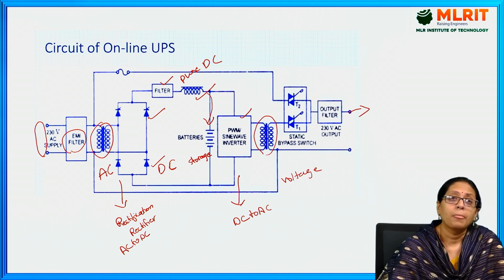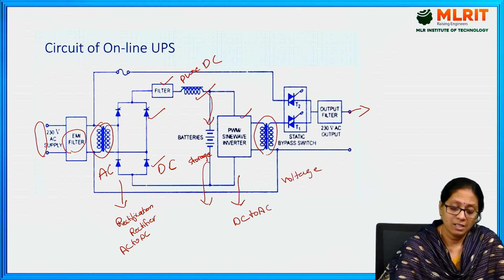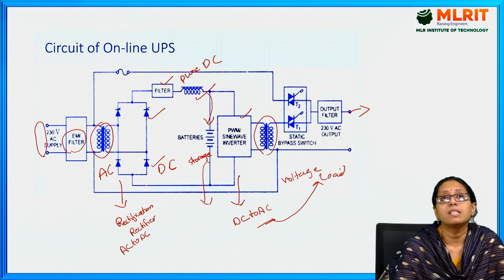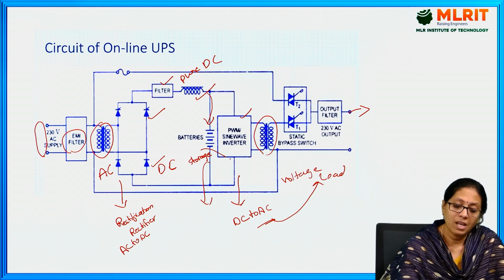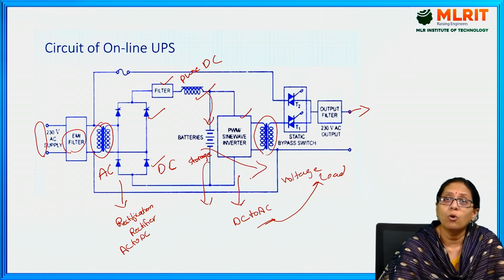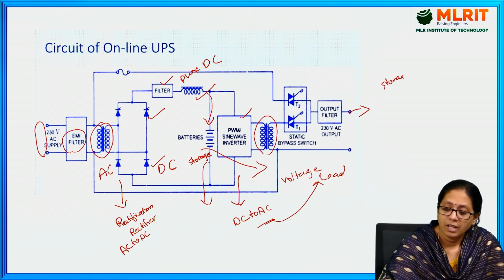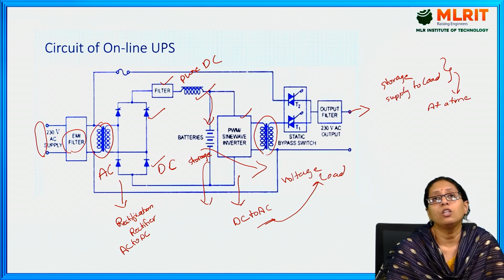So in this way, the AC is converted to DC, and after converting to DC, it is stored in the battery as well as again converted to AC and then given to the load. This is the online UPS process. So the storage as well as supply to the load, both are done at a time in the online UPS case.